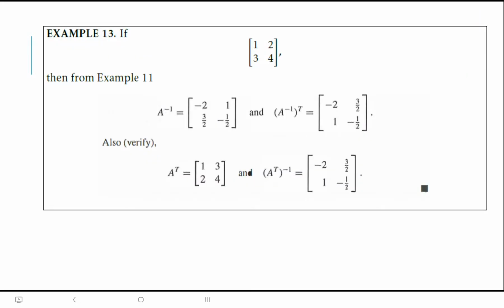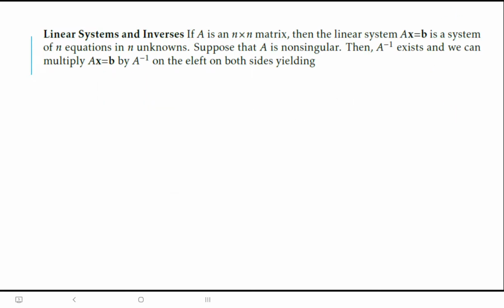Okay, so trying out the previously discussed theorem. So, suppose we have 1, 2, 3, 4. Finding its inverse, we get this one. So, pag kinuha mo yung transpose ng inverse, we will get the following value. And this is just equal to the inverse of the transpose. So, yes, A inverse transpose is equal to A transpose inverse. Okay? Okay, so punta na tayo dun sa application ng matrices sa linear.